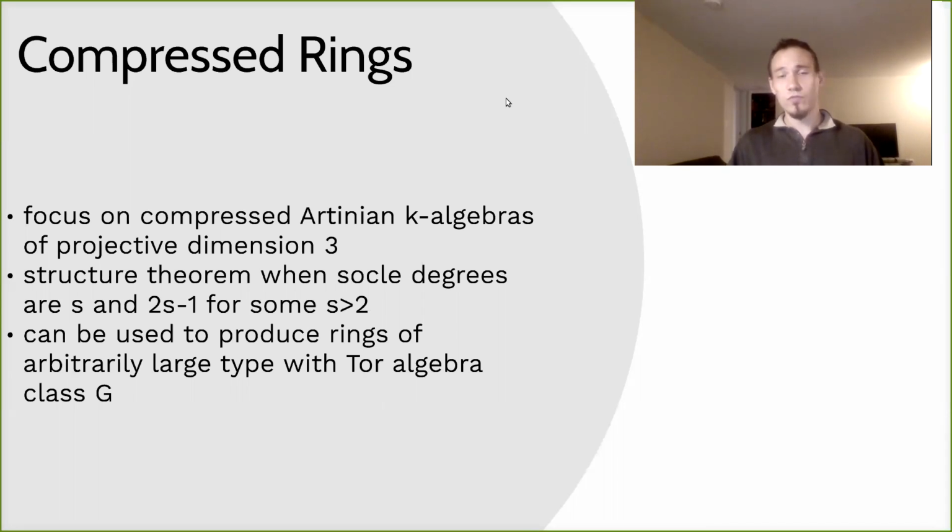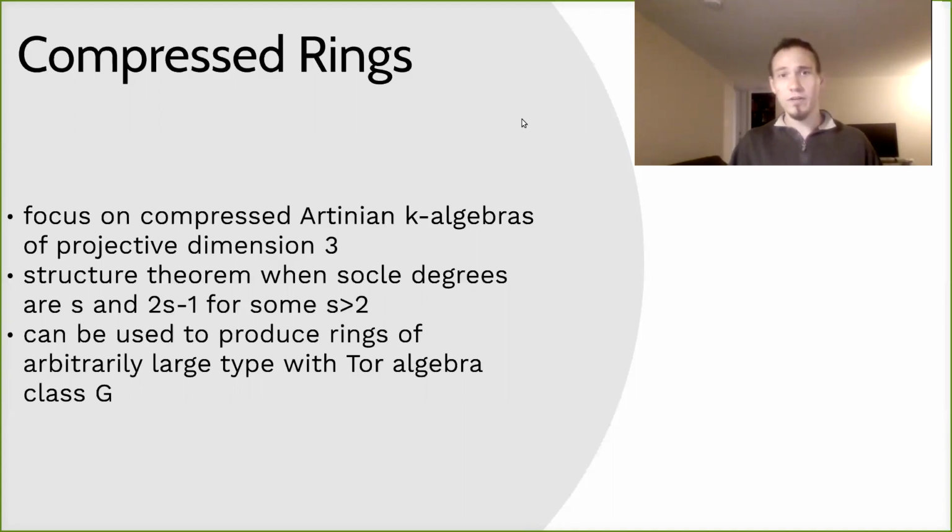Previously, it was a conjecture of Avramov saying that if you are class G, then you must be Gorenstein. Christensen, Veliche, and Weyman had constructed type 2 counterexamples. The counterexamples that I was able to construct encompass their counterexamples, and I also provided arbitrarily large type counterexamples.